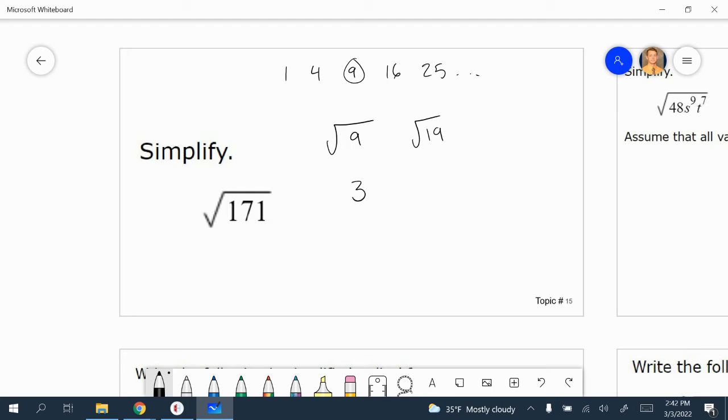The square root of 9 is 3. The square root of 19 can just come down. 19 is a prime number, so that's going to be stuck there. But you could check to see, okay, does 4 go in? Does 9 go in? 1 obviously goes in, but that wouldn't really help us at all. So, yeah, we're done with that one. 3 times the square root of 19.